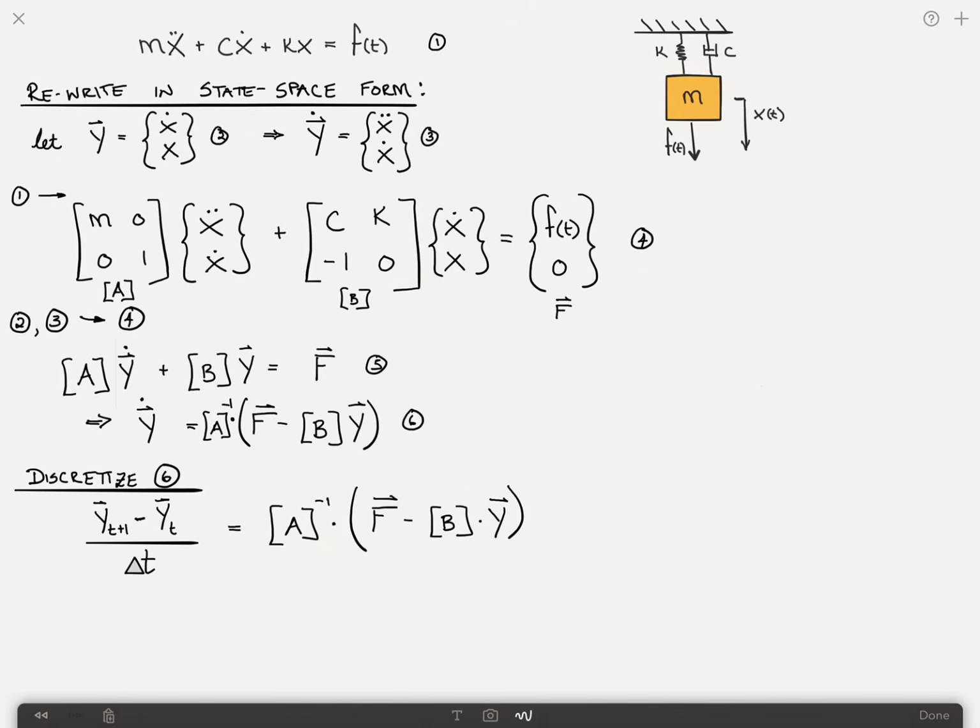All right, and now I'm just going to rewrite this in terms of y at t plus 1 and take everything else to the other side. So this implies that the vector y at time t plus 1 is equal to y of t plus delta t times A inverse times f minus B y.